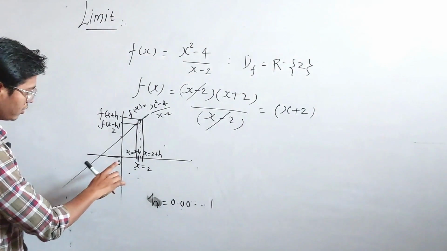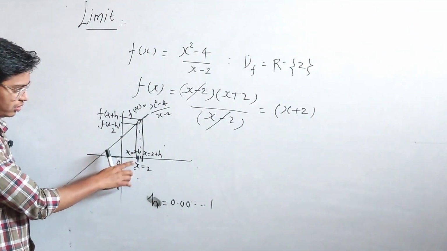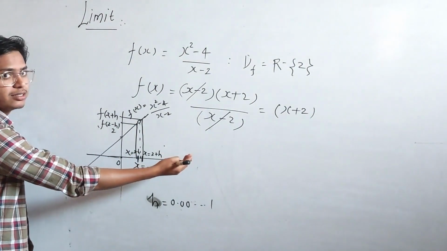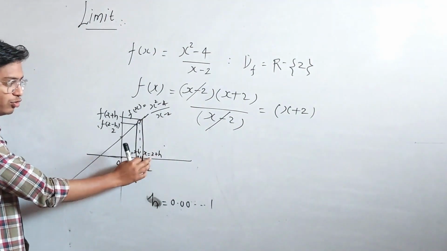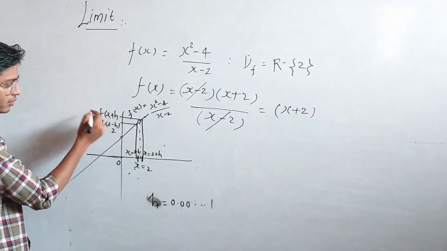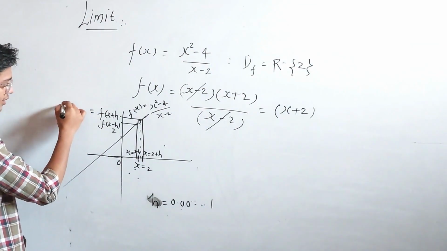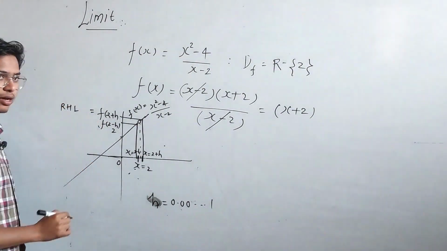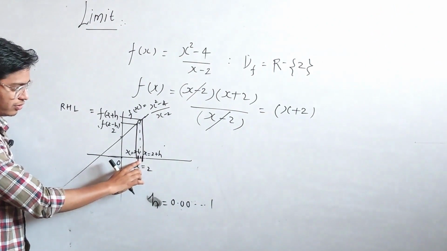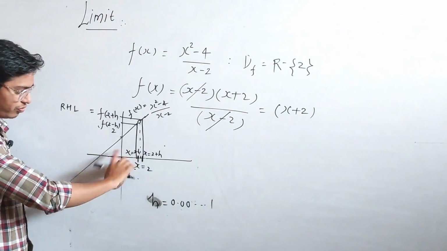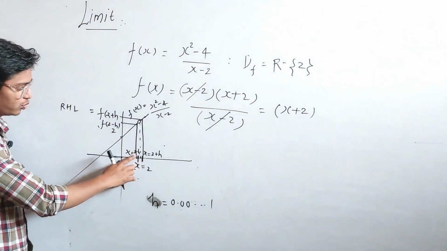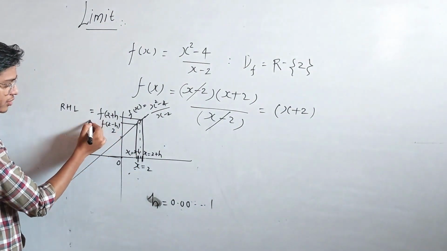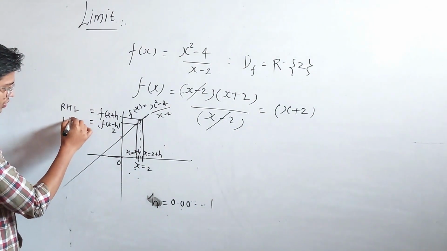So when we approach a particular point from the right hand side and get the value of the function at that point, that is called the right hand limit. And if we approach the value of the function from the left side of the point x equal to 2, that value of the function is called the left hand limit.